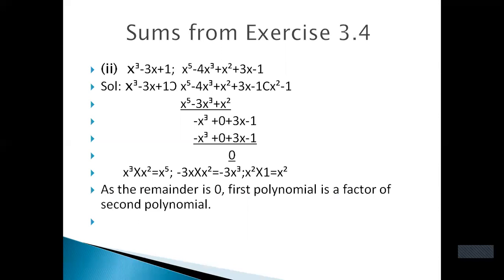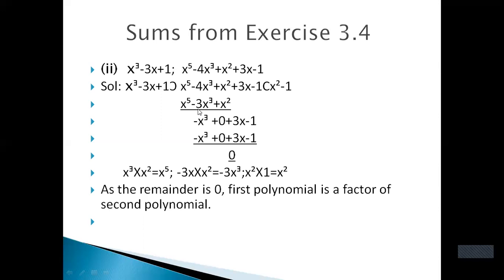Now you see here, to get x power 5, x cube is to be multiplied by x square. So write x square in the quotient. Then x cube into x square is x power 5, x square into minus 3x is minus 3x cube, and plus 1 into x square is x square. Then the second expression, plus x power 5 changes to minus x power 5, so both the x power 5s will be cancelled.